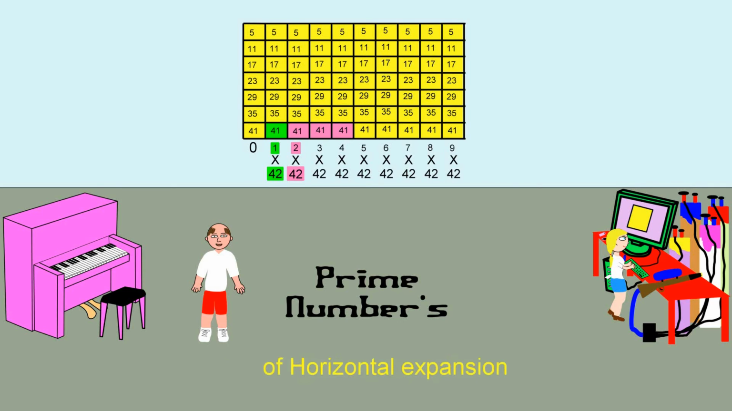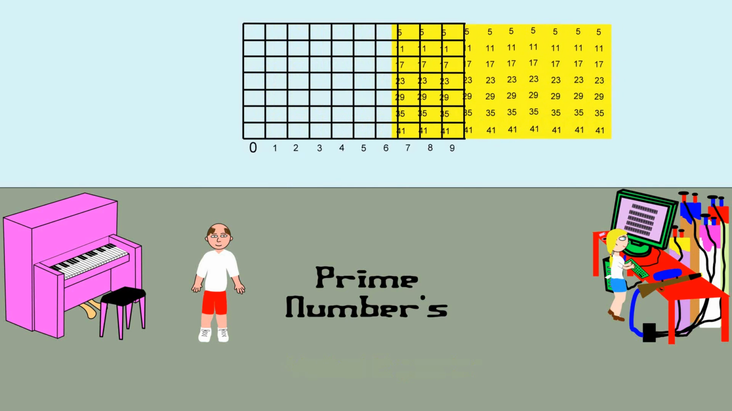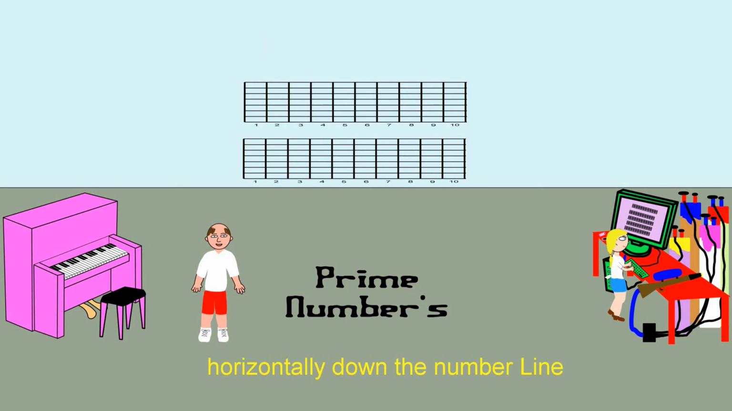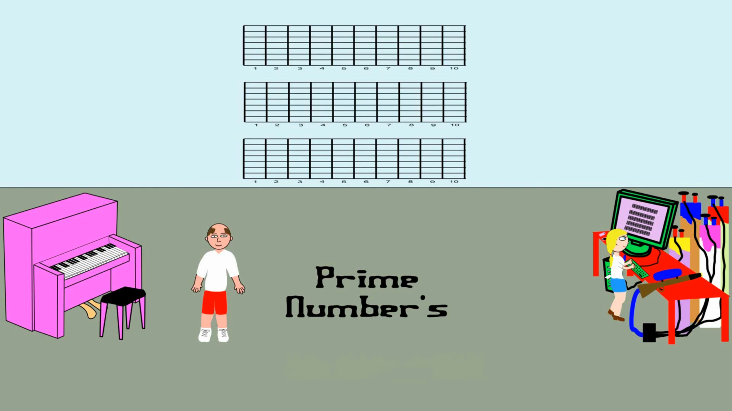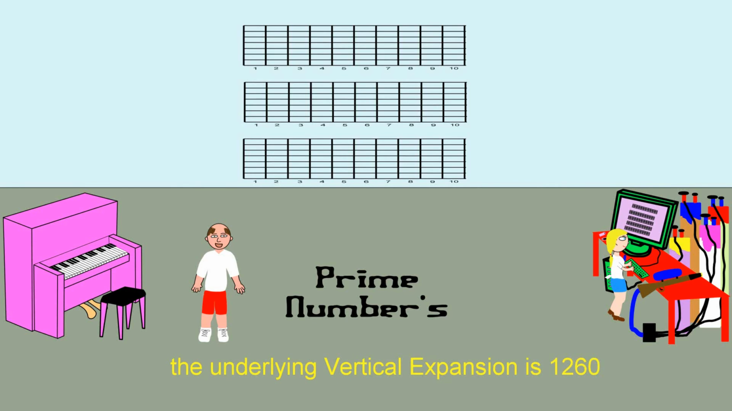Just an example of horizontal expansion. I just showed you this to help you understand the concept of expansion. We are not going to use horizontal expansion. We are going to use vertical expansion. The difference is that instead of going horizontally down the number line, we contained the line into grids of 1260. So now we go vertically up. The underlying vertical expansion is 1260, and the first grid starts with 0 also.